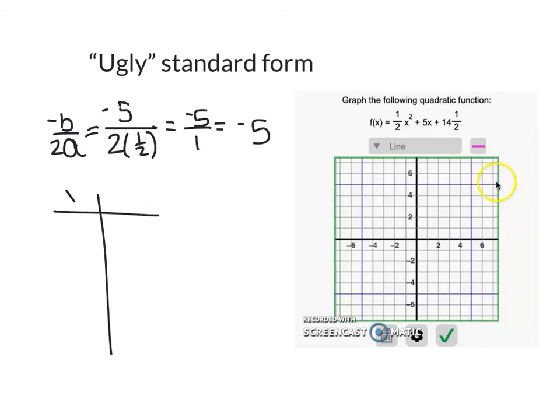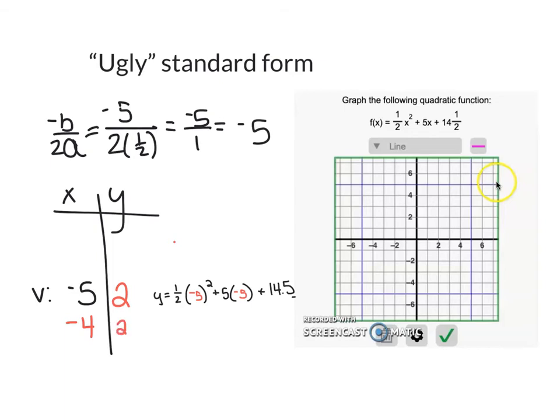So in my xy table, I put my vertex here in the middle, which would be -5, and I'm going to plug in to get my y value. So take a second, pause the video, and plug that into your calculator. So when I do that, I get +2. And I'm going to need at least one more point to the right. So 1 to the right would be -4. Go ahead and type that in your calculator. I do, and I get 2.5.